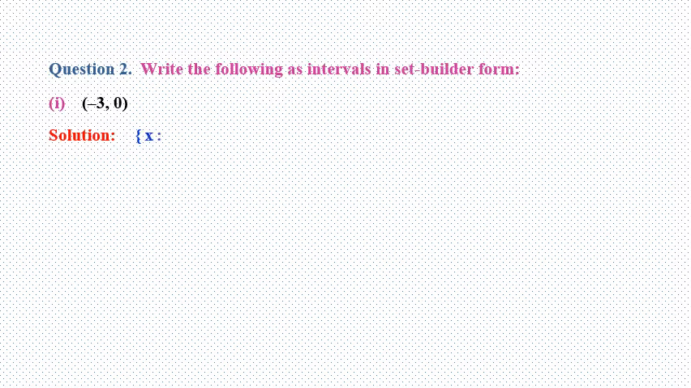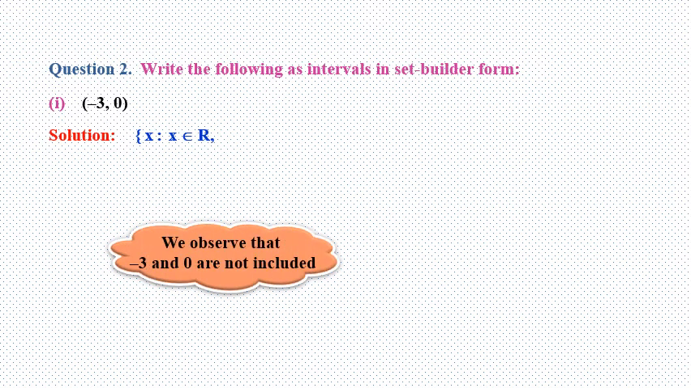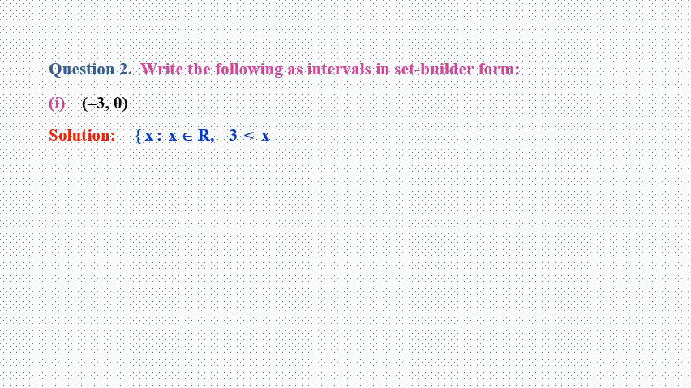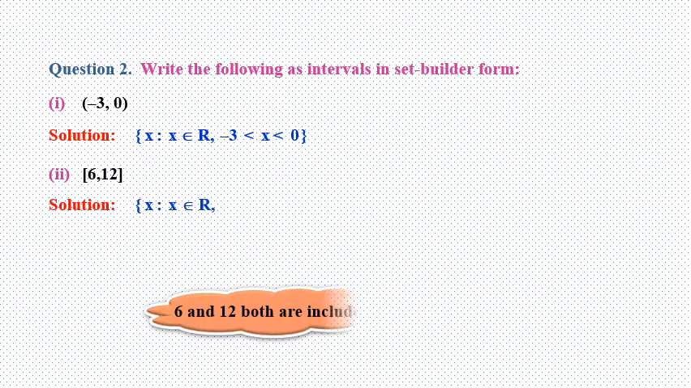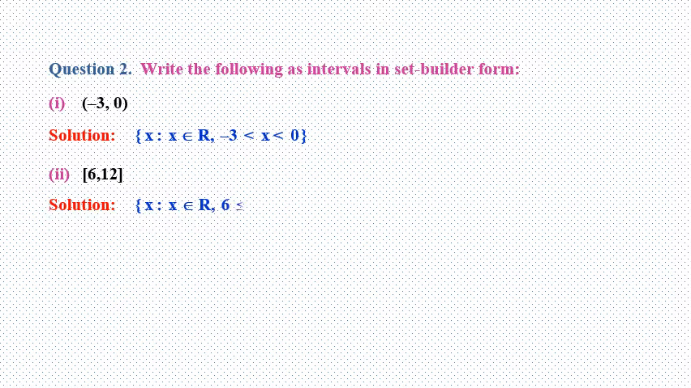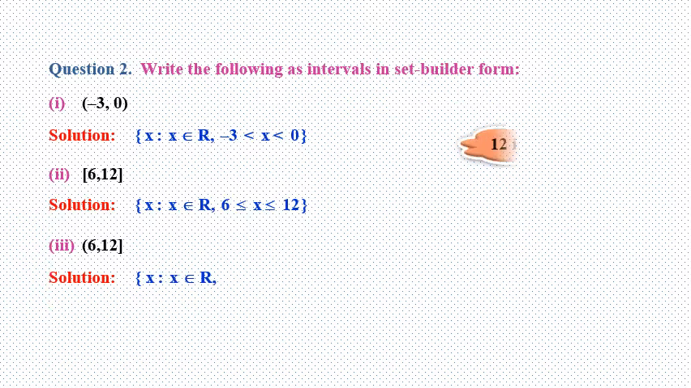Next one. Write the following intervals in set builder form. -3, 0. Solution is very simple. x, I can say here, x is a real number. We observe that -3 and 0 both are not included. We can say -3 less than x less than 0. So this is the answer. Next problem, both are included. x is real, 6 and 12 are included. You can say x is in between 6 and 12. This is fine. Next, 6 not included, 12 included.